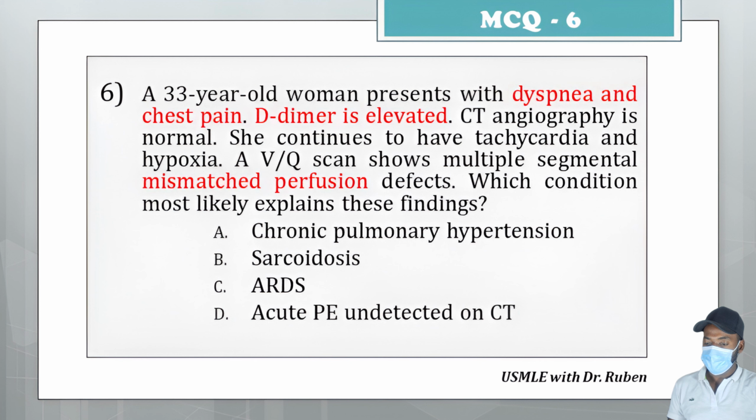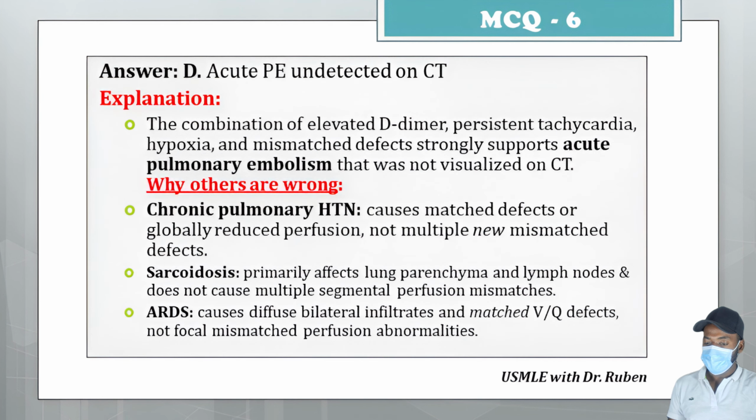The correct answer here is D. Acute pulmonary embolism undetected on CT. A normal CT angiogram does not fully rule out pulmonary embolism, particularly when emboli are small, peripheral, or obscured by motion artifact. Meanwhile, a ventilation perfusion scan demonstrating multiple segmental mismatched perfusion defects is highly specific for PE, even in the setting of a negative CT.